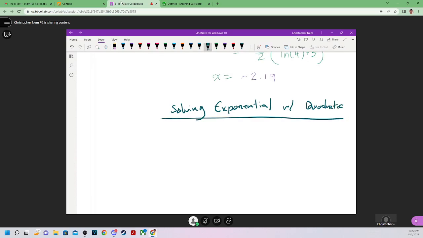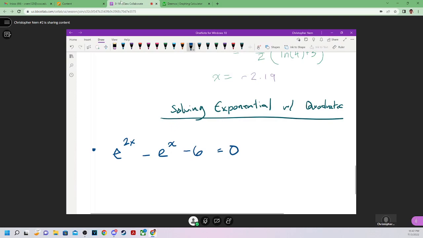Solving exponential equations with quadratic exponents, pretty much. So, what if I had an example like e to the 2x minus e to the x minus 6 equals 0, and I ask you to solve for this? Well, you might think of isolating it.